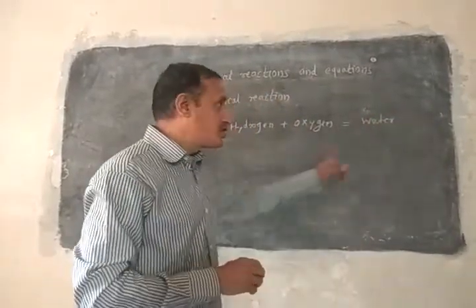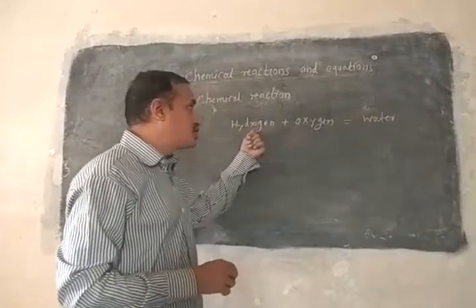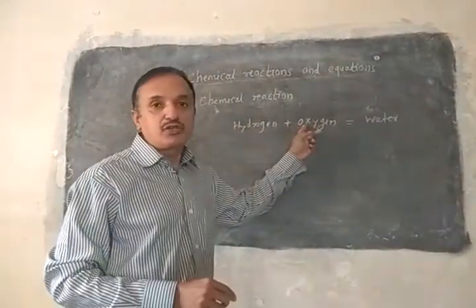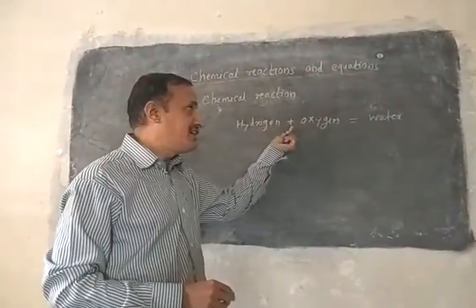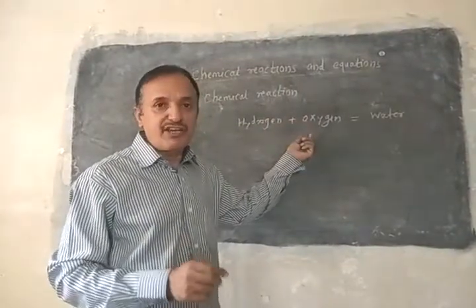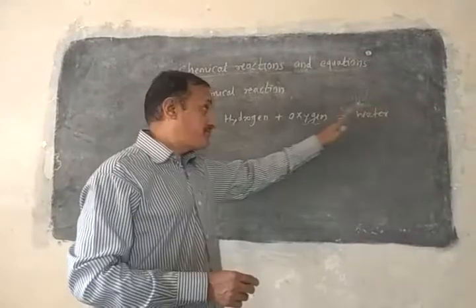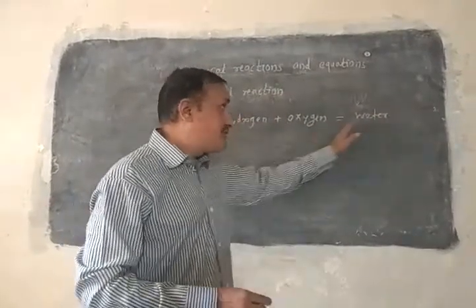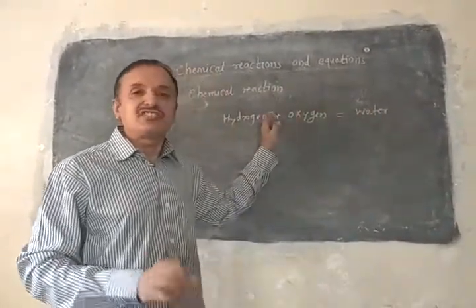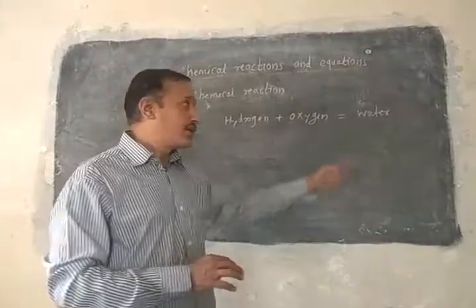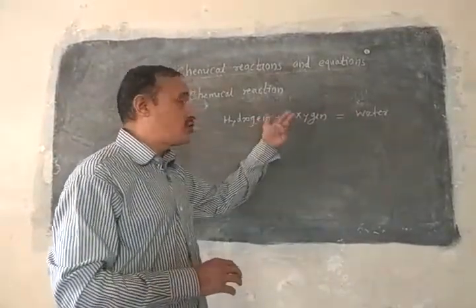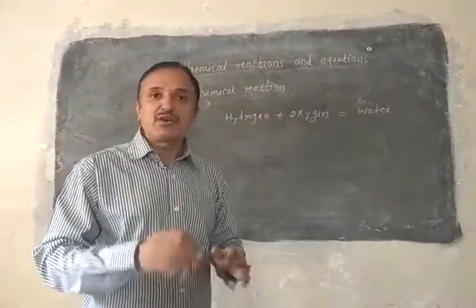Here water is called a compound, hydrogen is called an element, and oxygen is called an element. These elements combine in a fixed proportion by weight and form the compound water. So when you are representing this, we can say that this is a chemical change. You cannot convert hydrogen and oxygen easily. We can convert, but not easily.